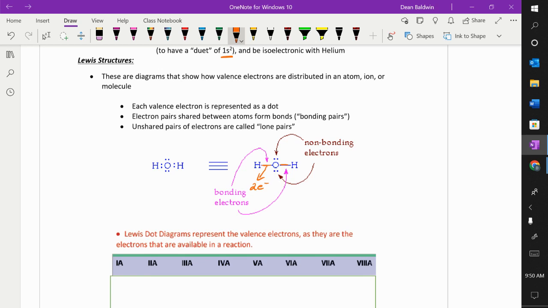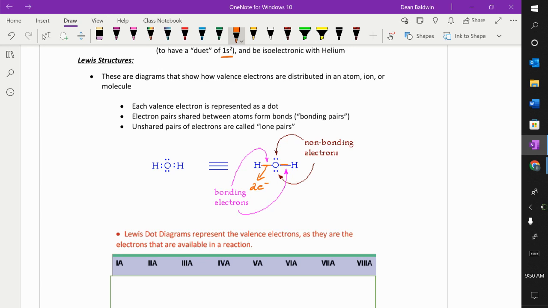So, hydrogen wants 2 electrons, right? So if you look at the bond, there's 2 electrons in there, so this hydrogen's happy. Oxygen wants 8 electrons: 2, 4, 6, 8. So oxygen's happy as well, because they're sharing.